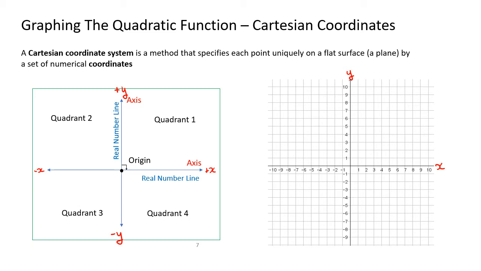For the x-axis, this line here represents a y-coordinate of 0, because it's neither positive, which is this direction, or negative, which is this direction. Similarly, on the y-axis, any point on that axis has an x value of 0, because it's neither in the positive direction, which is to the right, or the negative direction, which is to the left. The point in the very center, which is known as the origin, is actually at 0 and 0.